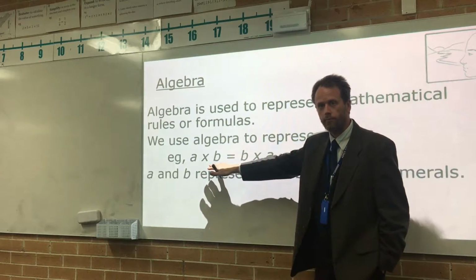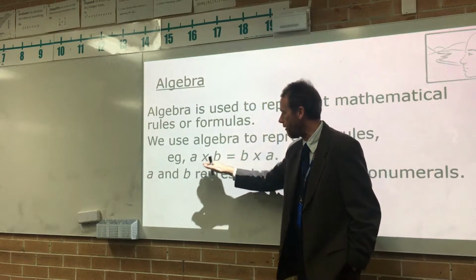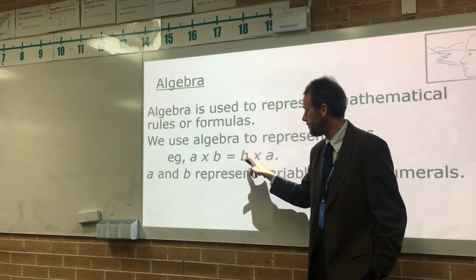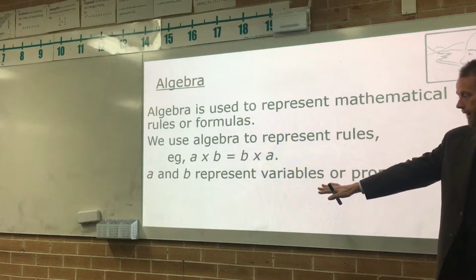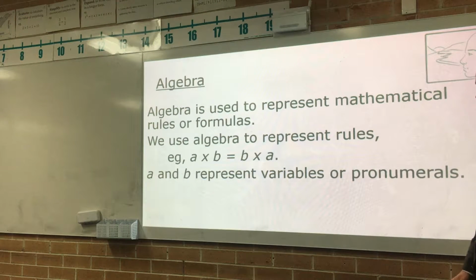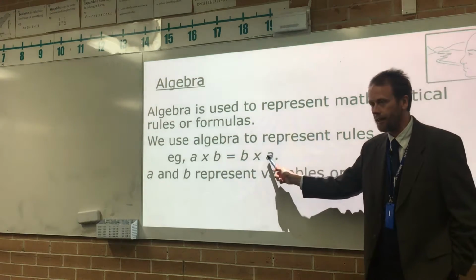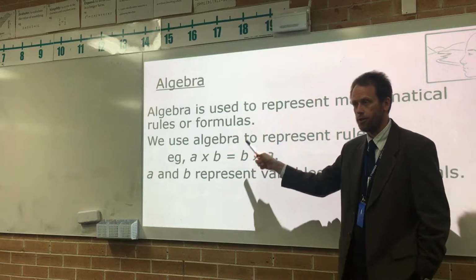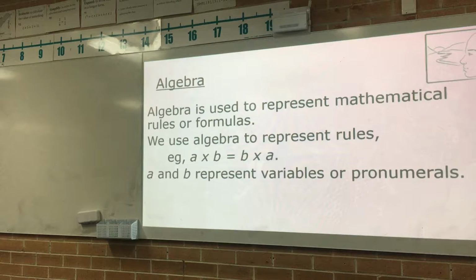For example, we know when we have two numbers multiplied by each other, it doesn't matter what order we put them in. But we can use algebra, A times B and B times A, to represent that. So in this case, A and B represent variables. They're pronumerals. They're numerals, but we call them pronumerals because they're actually the letter rather than a number. Variables can change if you know what the actual letter represents.